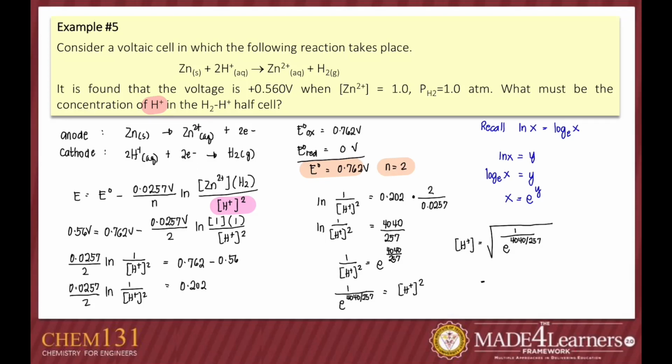And when you extract the square root, that would give us an answer of 3.859 times 10 to the negative 4 molars. So that is our hydrogen ion concentration.